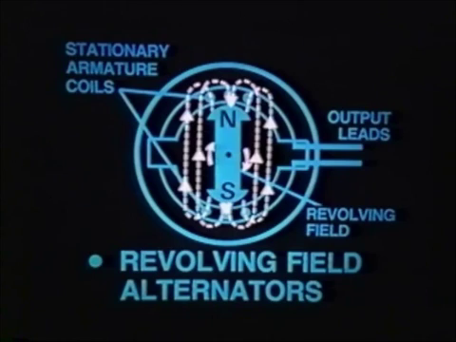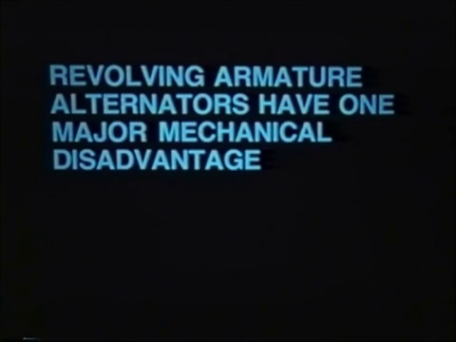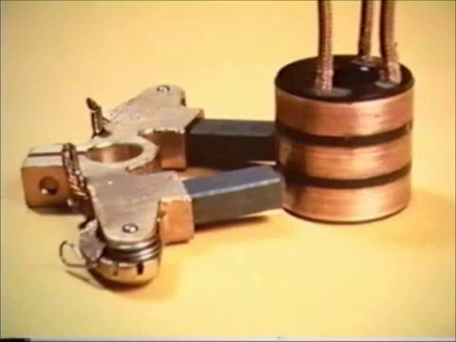revolving field alternators and revolving armature alternators. Revolving armature alternators have one major mechanical disadvantage: slip rings and brushes. These slip rings and brushes themselves have two major disadvantages. Number one, they wear out and must be replaced periodically.